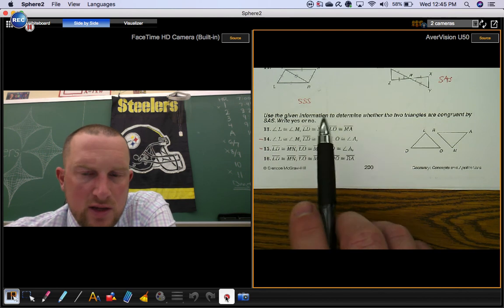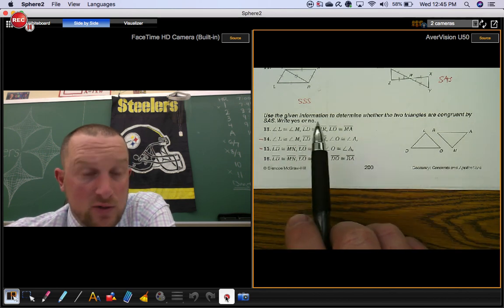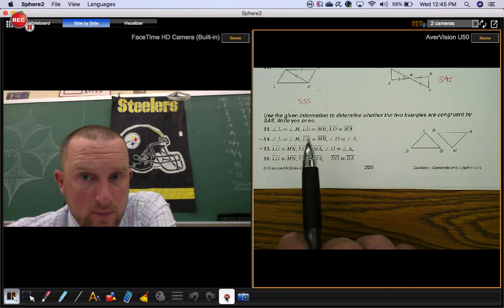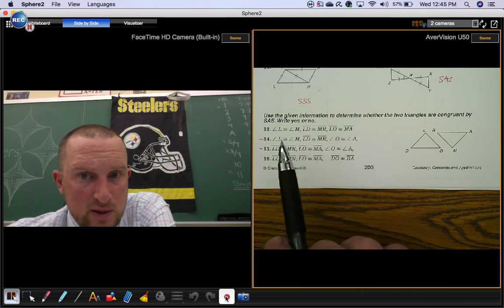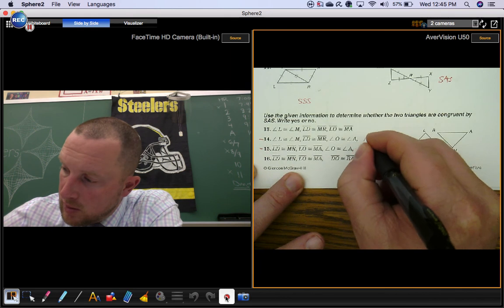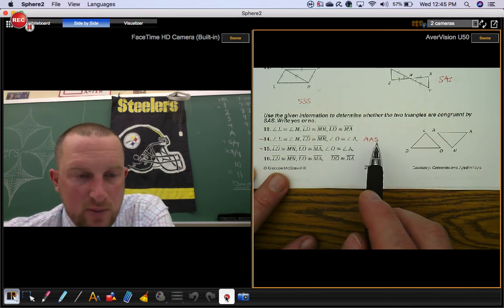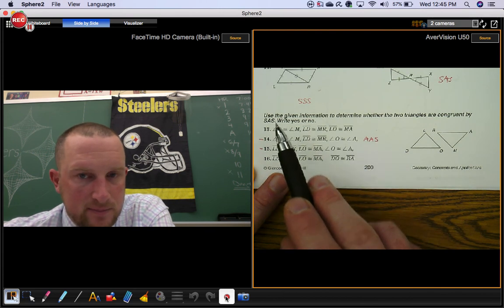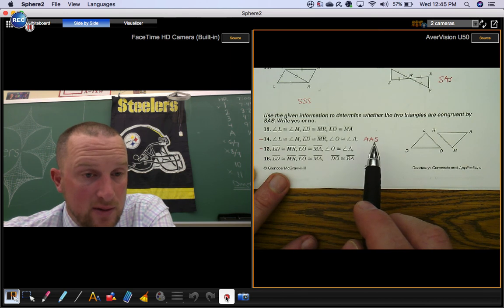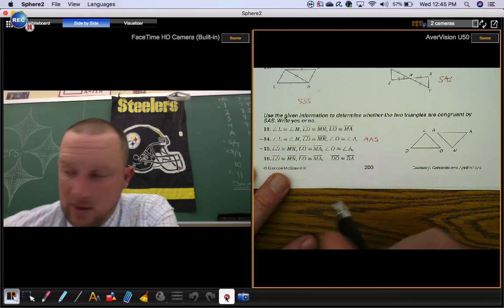Next section. Use the given information to determine whether the 2 triangles are congruent by side angle side. Write yes or no. Well, here's a pair of congruent sides in number 14. Here's a pair of congruent angles. Here's a pair of congruent angles. This is what you end up with here. You have 2 pairs of congruent angles and a pair of congruent sides. That's not side angle side. We're going to talk about this more later. As of right now, our answer to this is no. This is not side angle side.